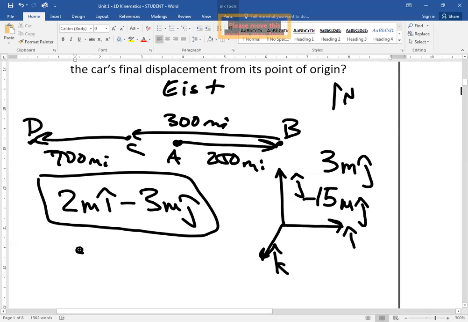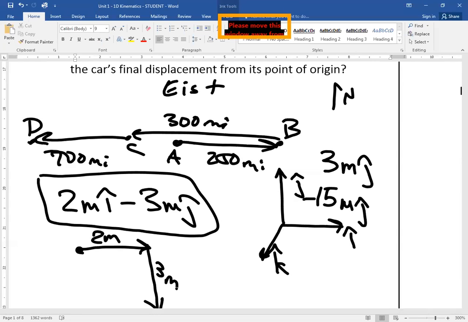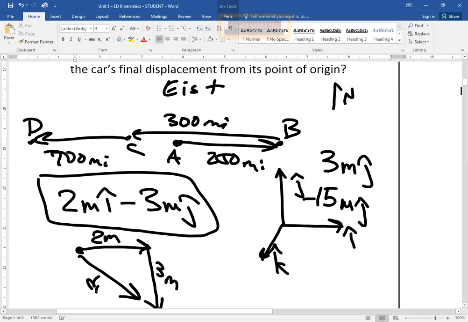So you said which way? 2 meters right, 3 down. A right triangle, not just any triangle, but a right triangle. And you know how to deal with right triangles, right? Because the summer assignment said you better know how to deal with them. So, what do you do with this? Where is the actual displacement? It's the hypotenuse. This is the actual displacement.